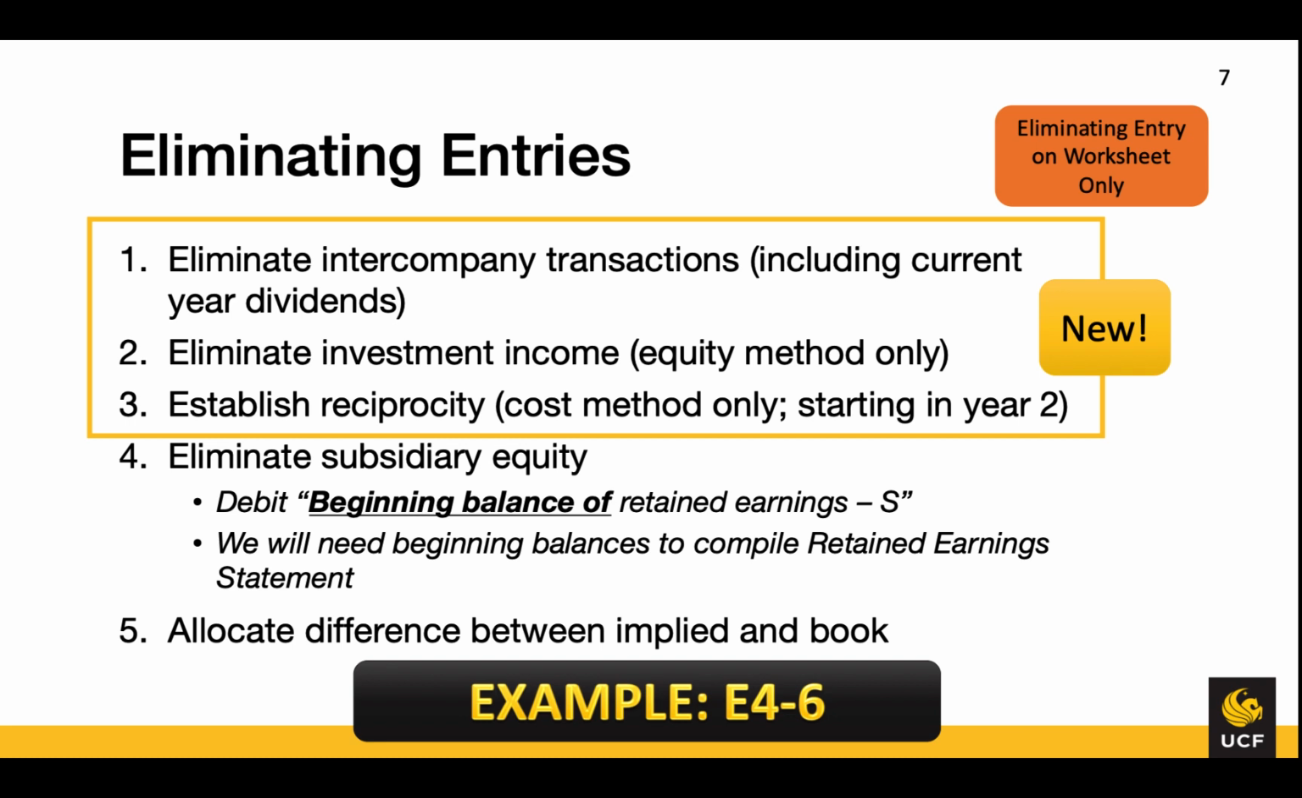Then for number 5, we're going to allocate our difference between implied and book. For now, this is exactly the same as it was on the date of acquisition. As I've mentioned before, we're going to just keep adding complication after complication as we move through the course. And so we will have steps that come after number 5, but for now, number 5 will be the same as we've been doing it, and we'll leave it there. So let's take a look at an example where we're going to practice using these 5 steps.